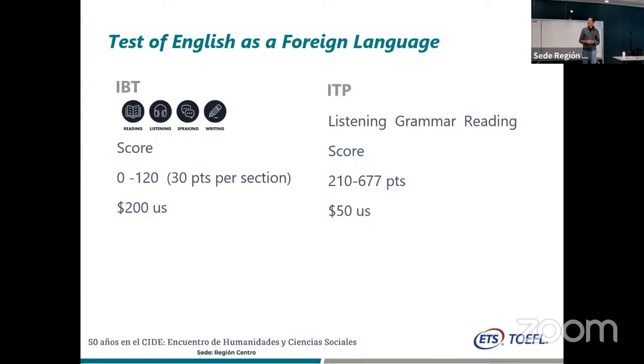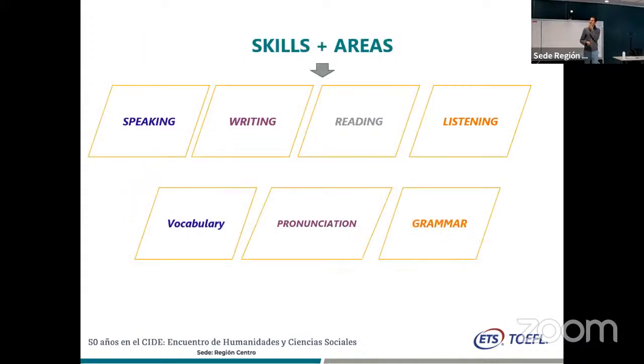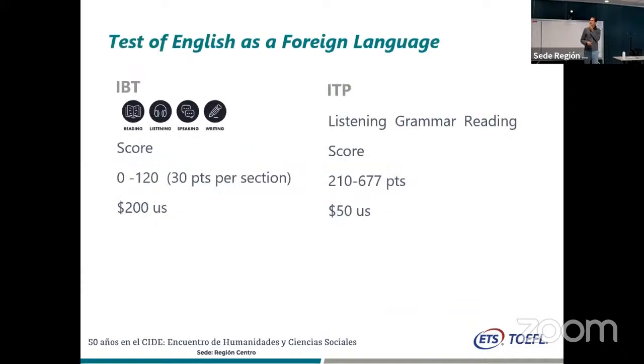On the right, we have the ITP. In here, they evaluate listening and reading, and also grammar, one of the areas that we mentioned in the previous slide. The score system goes from 210 until 677, okay? And the price is cheaper, $50. Sometimes, as the name says, ITP stands for Institutional Testing Program. So it's more for institutions. Sometimes universities use them inside their programs just for placement or to check progress.